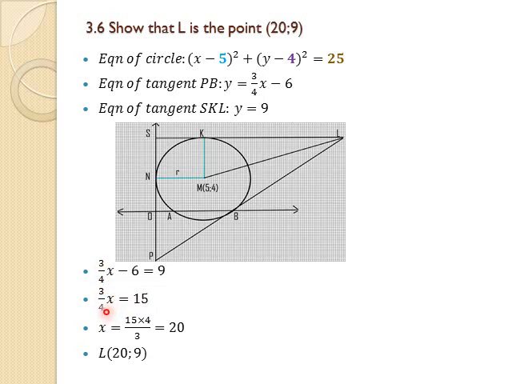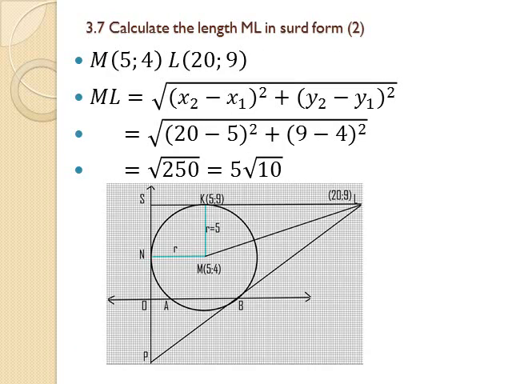To get rid of this, I'm going to say 15 times the denominator divided by the numerator. So times 4 divided by 3: 15 times 4 gives me 60, and 60 divided by 3 gives me 20. Therefore, L is (20; 9). So there I got that point of intersection.